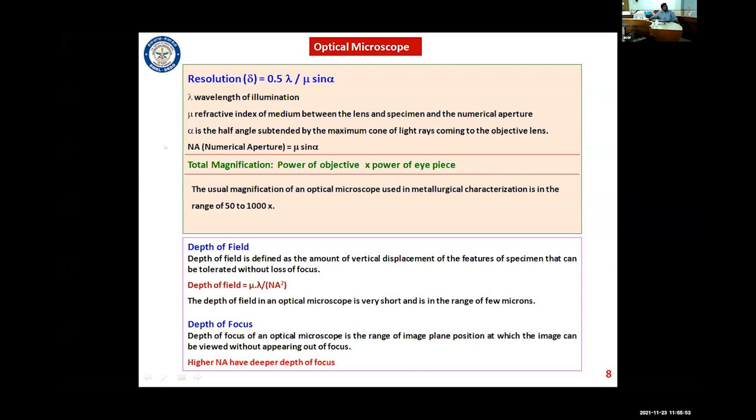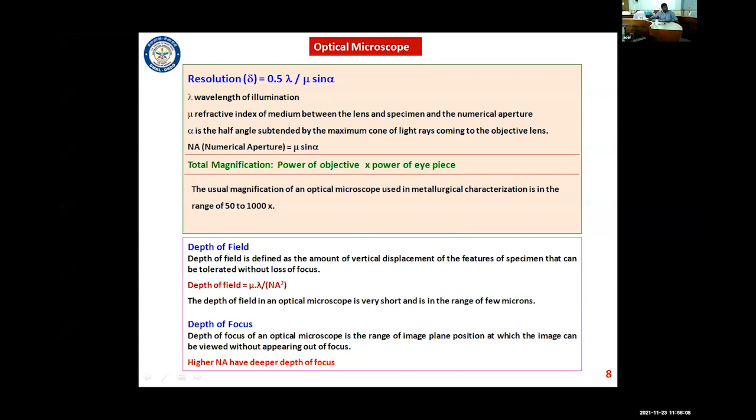We will also talk about the magnification. The total magnification is given by the power of the objective times the power of the eyepiece. Generally in the optical microscope, the useful magnification range goes up to 50 to 1000x. And what are the other terms we can use?